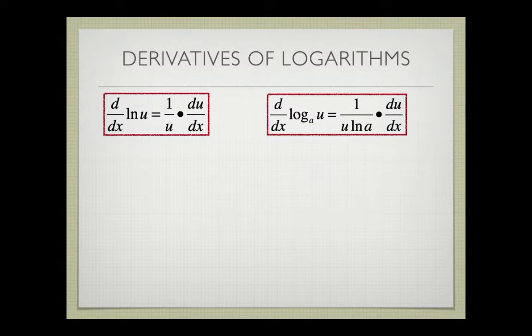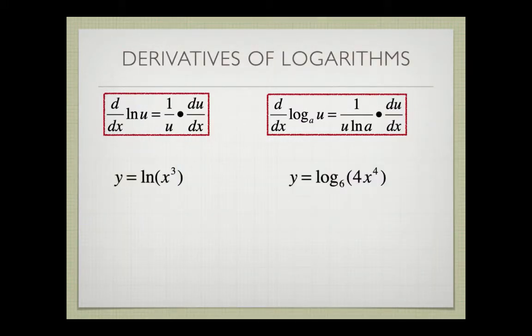That's a natural log. If we have the log base a of u, we take the derivative, we get 1 over u, natural log of a, times the derivative of u with respect to x. So how does this work?